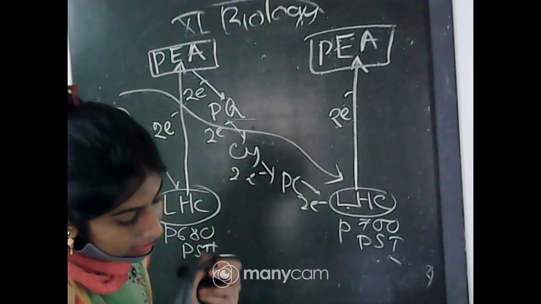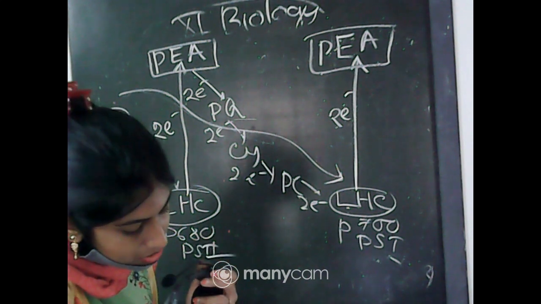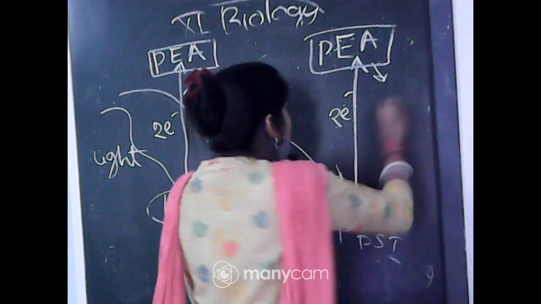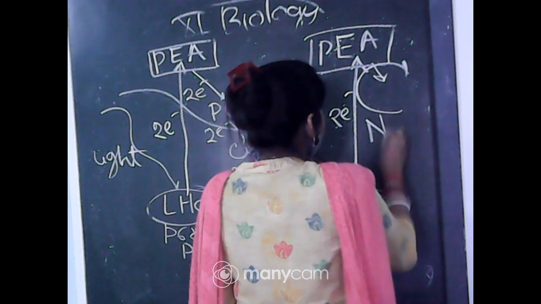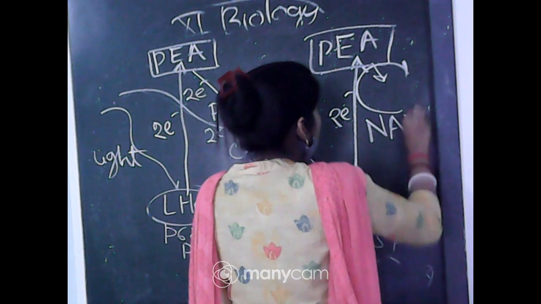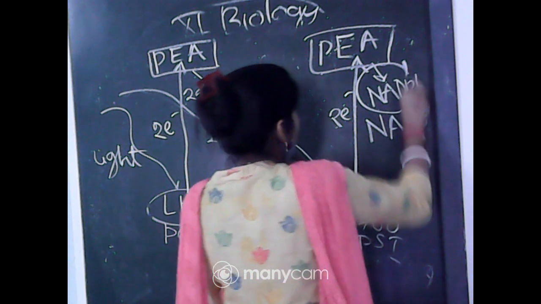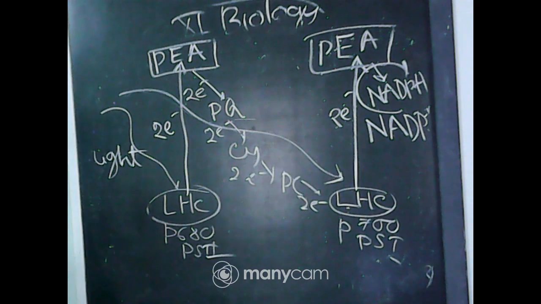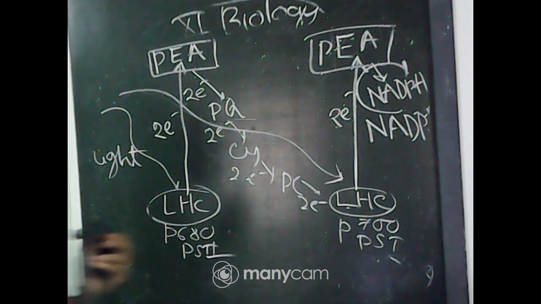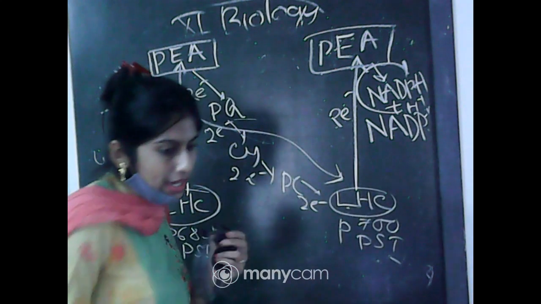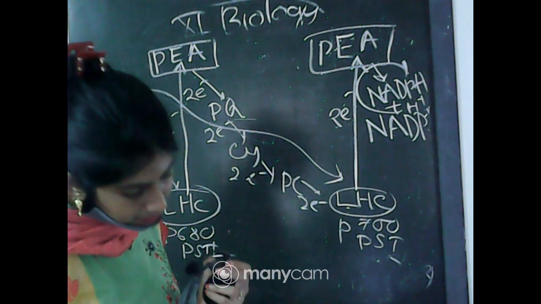So the addition of electrons reduces NADP plus to NADPH and H plus. Again, electrons will move downwards, and with the help of those electrons NADP plus will be reduced to NADPH plus H plus.